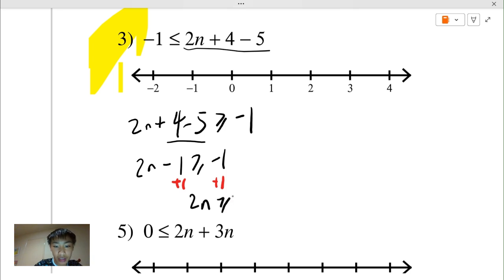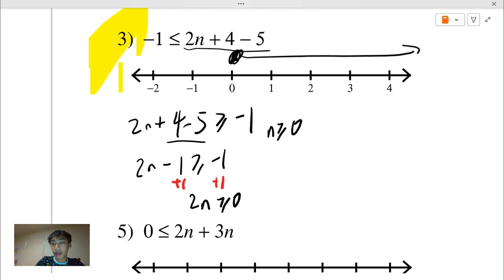2n is greater than 0. So when we halve it, that's just going to end up equal to 0. So you get 0, include 0, and go that way.